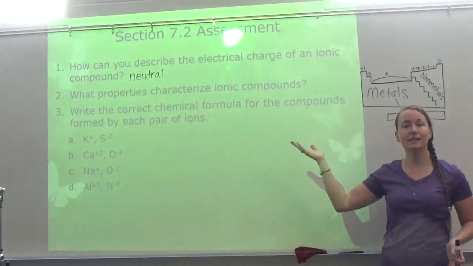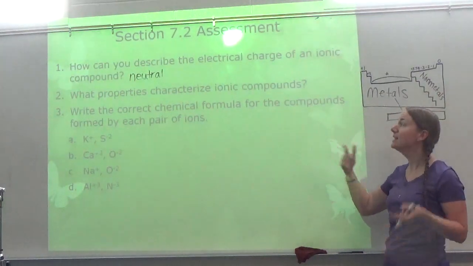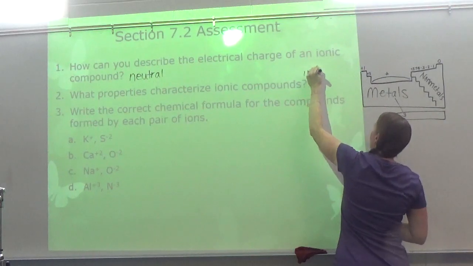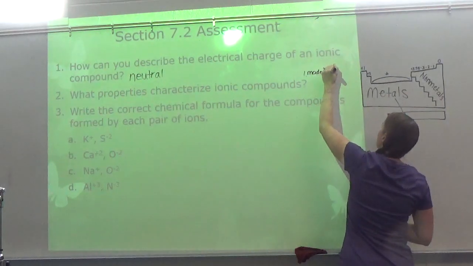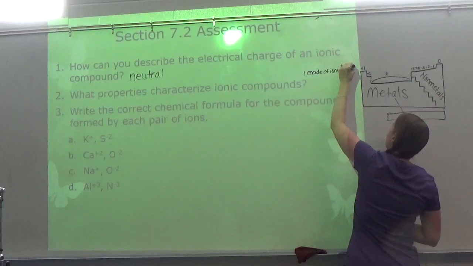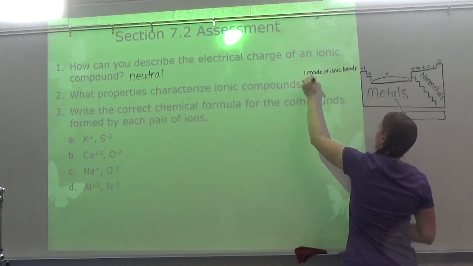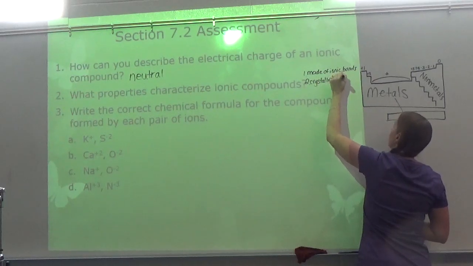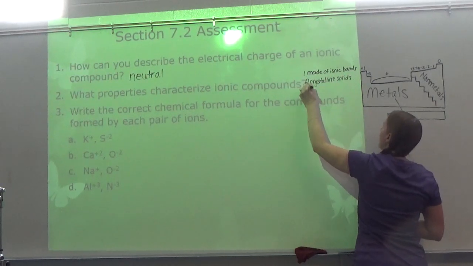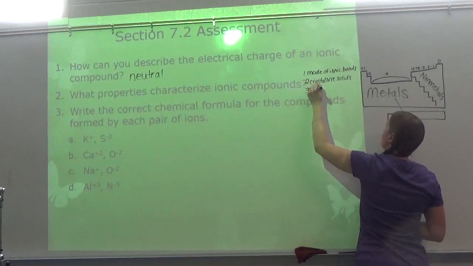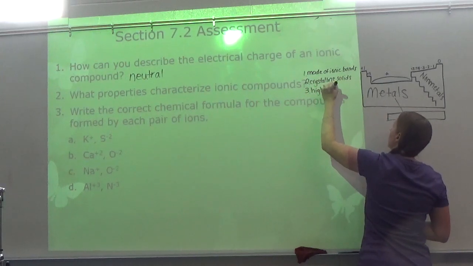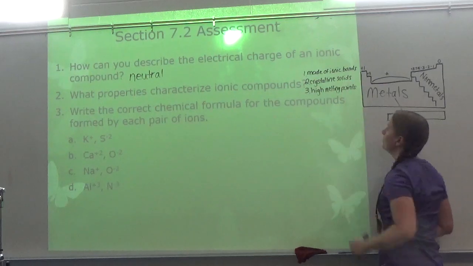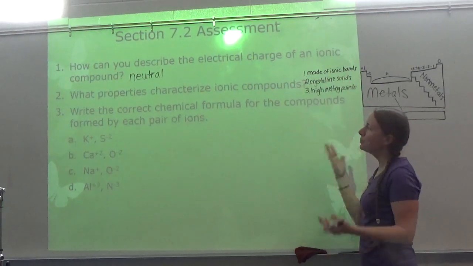So what properties characterize ionic compounds? Well, we just discussed a whole bunch on one of our previous slides, so let's just pick 3. We can say that they are made of ionic bonds. They are crystalline solids. And they have high melting points. You could pull any of them from that previous slide, but I just pulled 3 off the top of my head.